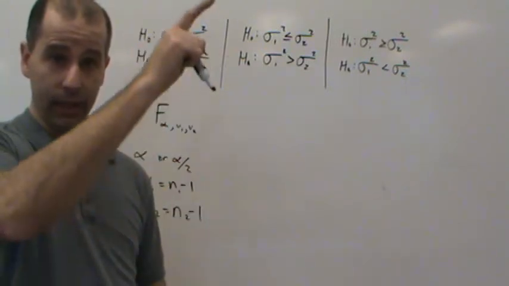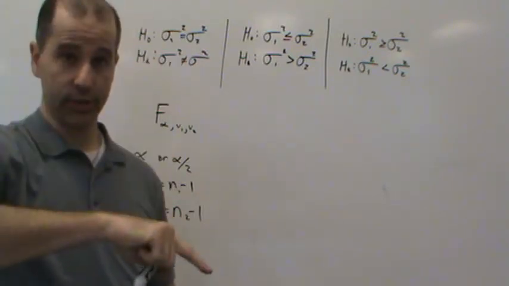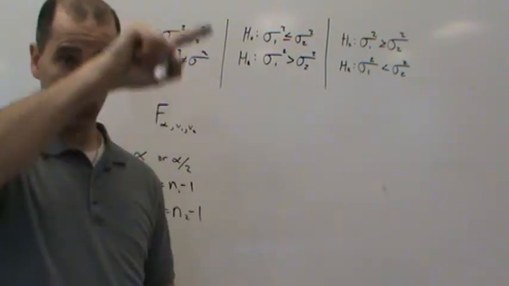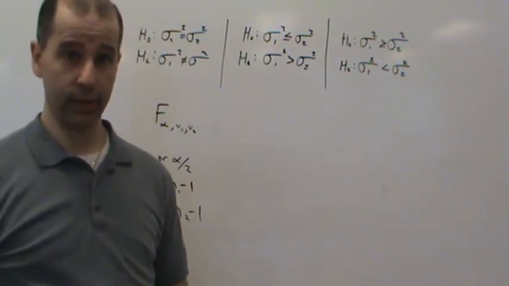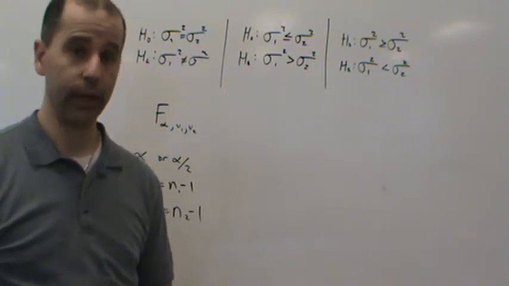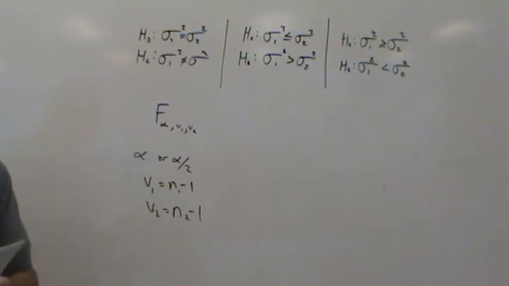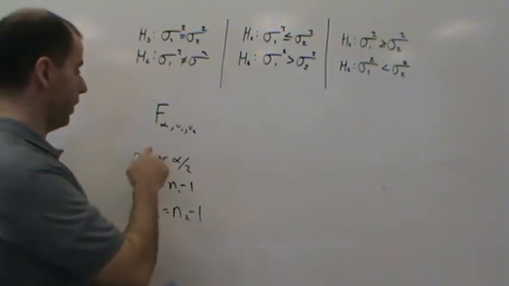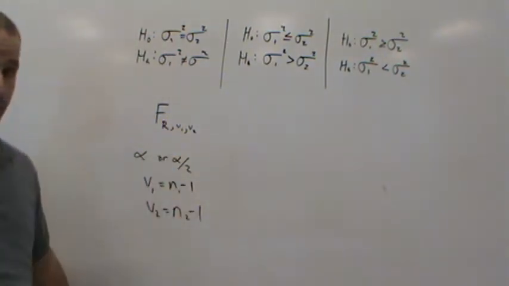Then one margin will be the degrees of freedom of the numerator, and the other margin will be the degrees of freedom of the denominator, and that's how we find our critical value. I'll show you an example of what that looks like in a minute. Now, that's how you find the FR value. You're going to use the table.